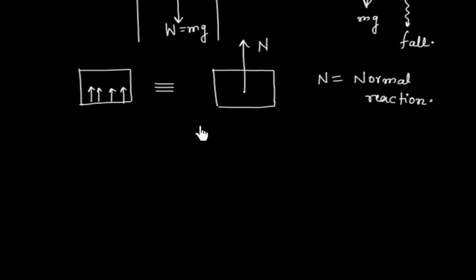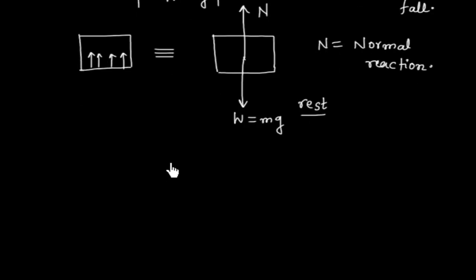Now you see what are the total forces acting on the book. Another force is W, that is equal to mg, and if this book is at rest, the total force has to be 0, that is, in the vertical direction the upward force is equal to the downward force. So in this case I can say N is equal to W, or W is basically equal to mg. So N is equal to mg if the book is at rest.